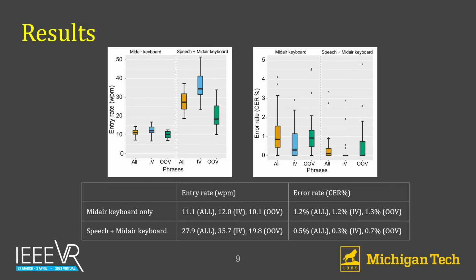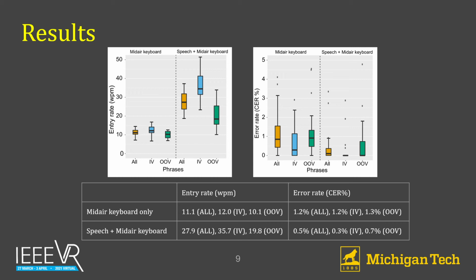The left figure shows the entry rate and right figure shows the error rate of the participants in our study. We measured entry rate in words per minute. We considered a word to be 5 characters, including a space. The entry rate in the speech condition was significantly faster at 28 words per minute versus Midair keyboard only condition at 11 words per minute. The difficulty of the target text seemed to slow participants down in both conditions. In both the conditions, participants entered the in-vocabulary phrases significantly faster than the out-of-vocabulary phrases.